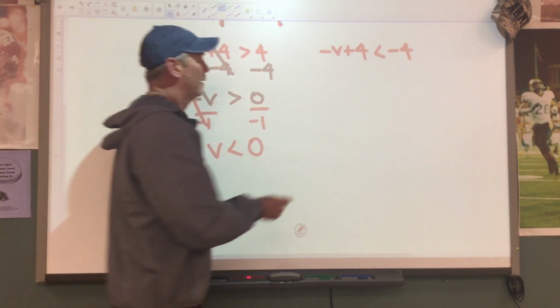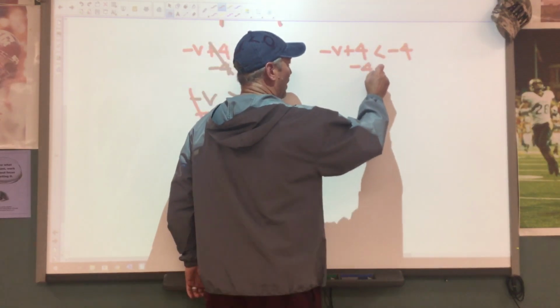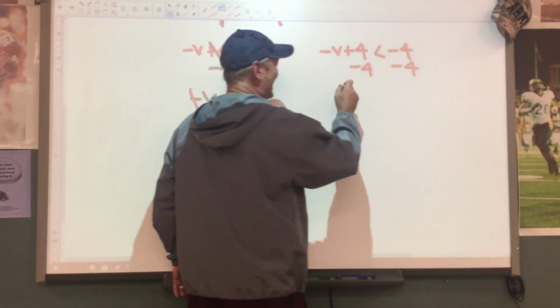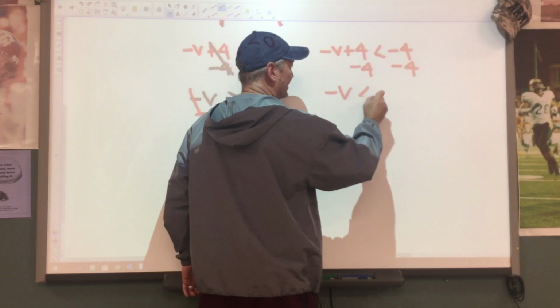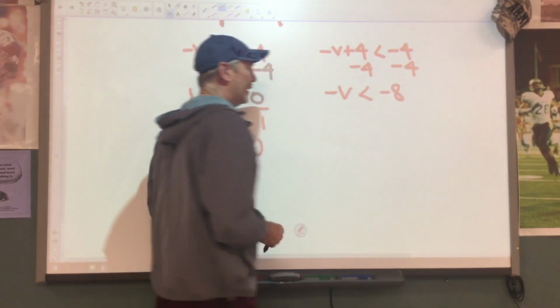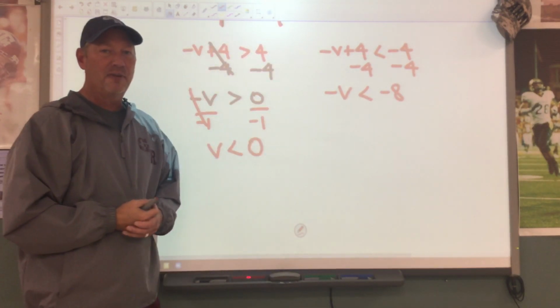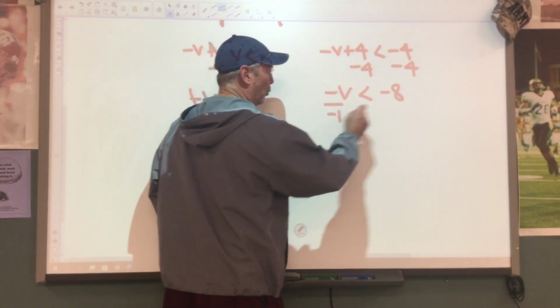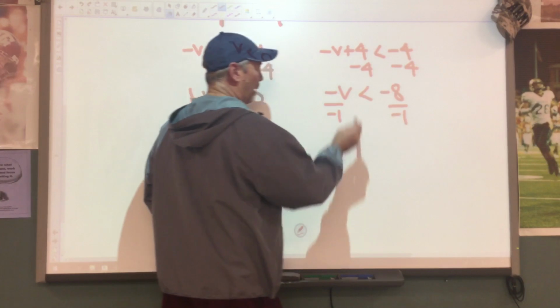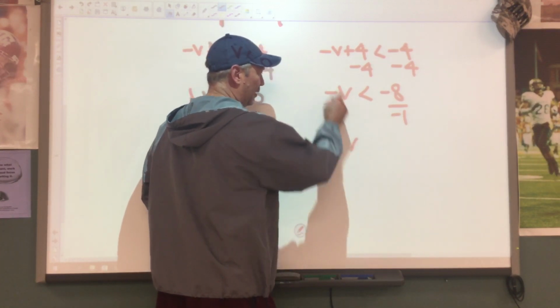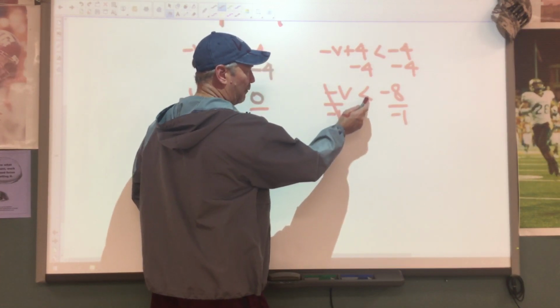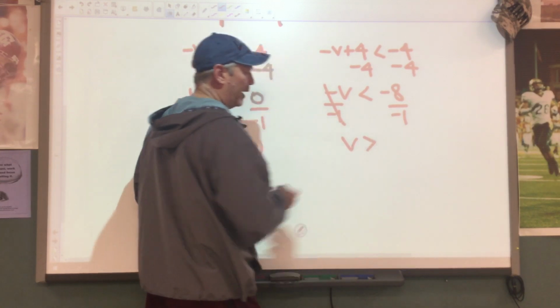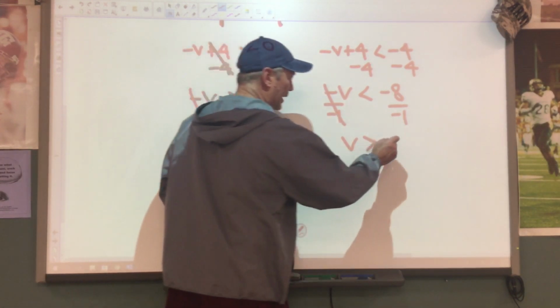Over here, negative v minus 4 is less than -8. Can we leave the negative in front of the v? No. So we have to divide by -1. By dividing, we're going to get v. This cancels. We have to flip our symbol and point it the other way because we're dividing by a negative, and we get an 8.